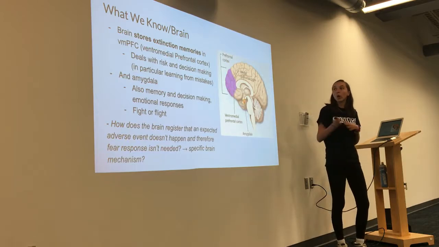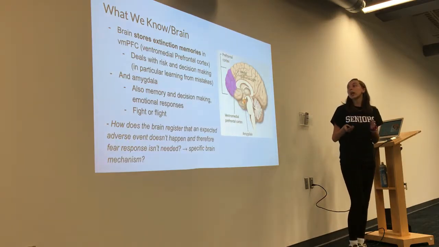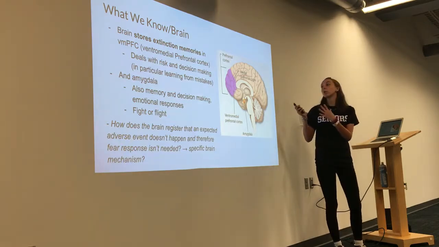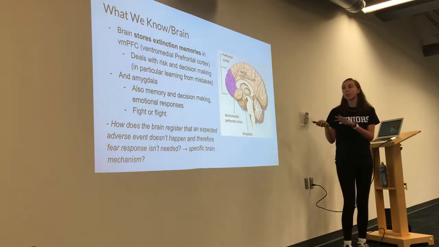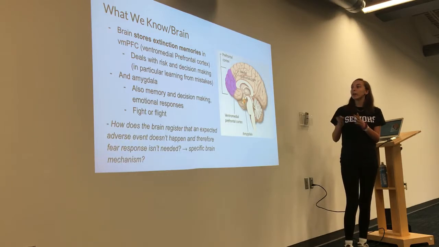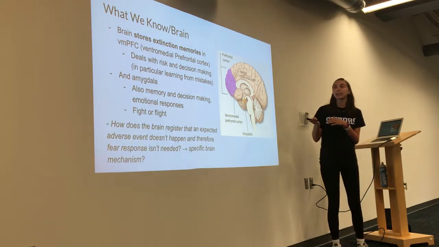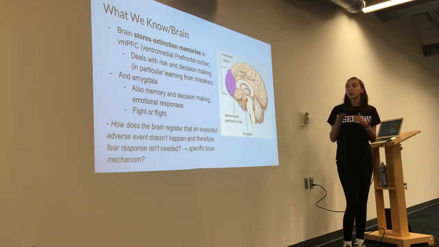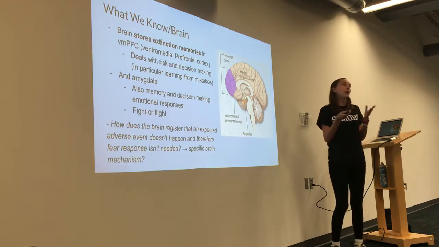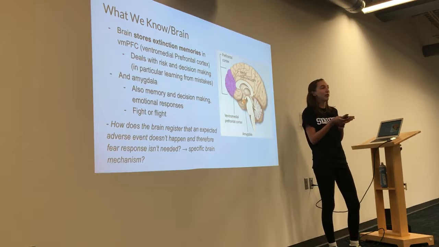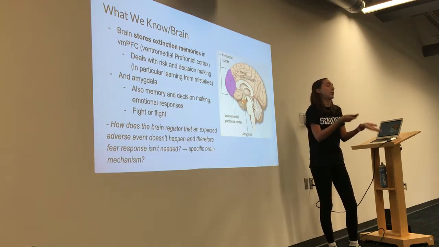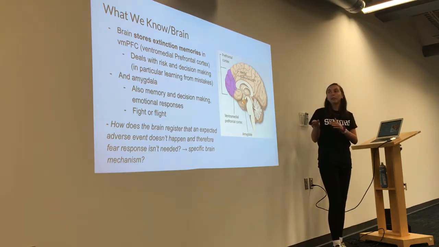What the scientists knew going into their experiments, they know the parts of the brain that are responsible for fear processing. Mainly, the study focuses on two, and then there's a third one that comes in later. So the first one is the ventromedial prefrontal cortex, or VMPFC for short, which deals with risk, decision-making, and in particular, learning from mistakes. And you can see how that's involved with fear, because if you have a fear, that's going to affect how you act the next time you encounter that stimulus, so that would be decision-making.